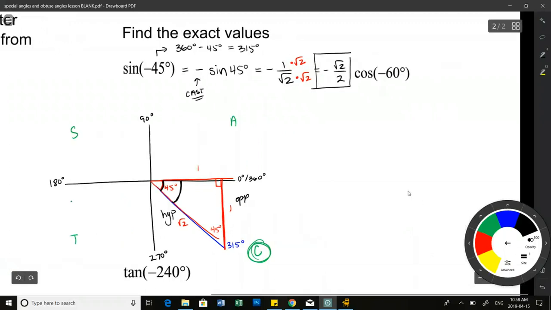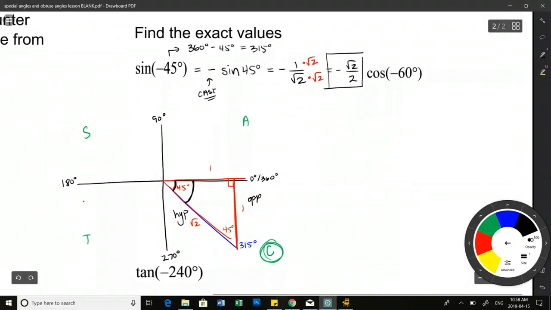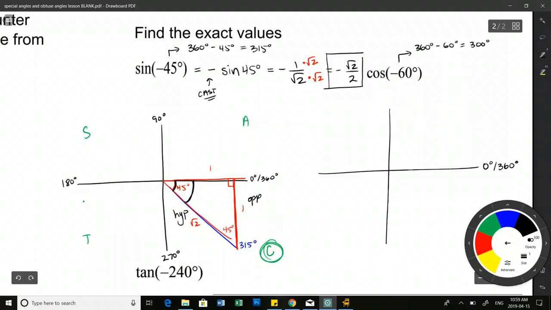Okay, we're going to try two more. So cos of negative 60, we're going to draw our grid. The very first thing that I would do here is subtract this from 360 and get my positive version of that angle, which is 300. Okay, so now I know a little better where to place this angle. I'm going to approximately place it down here. This is the coterminal angle to negative 60. It's just the positive version of that, but they're both in the same location.